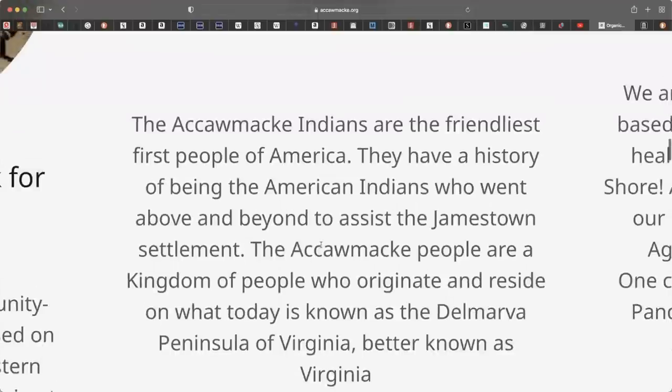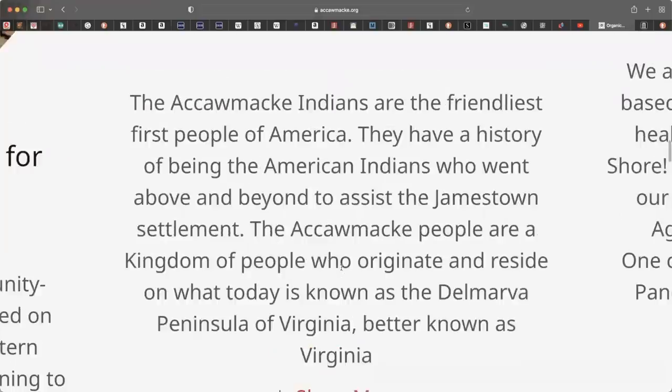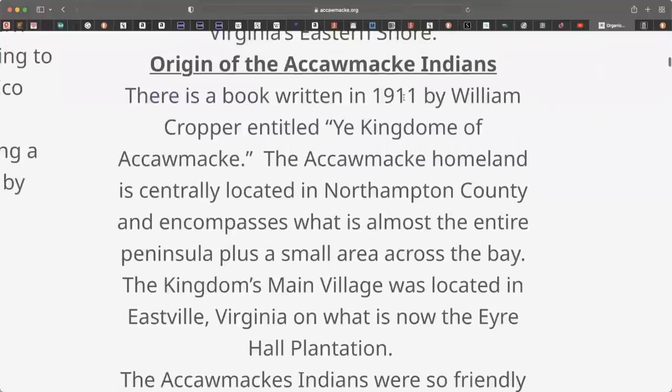All right, but what I wanted to emphasize is this is their website and they're letting you know because they know their history. They know what their people did and who they allied with. They have a history of being the American Indians who went above and beyond to assist the Jamestown settlement. They helped the settlers. There is a book written in 1911 by William Cropper entitled The Kingdom of Akamaki.